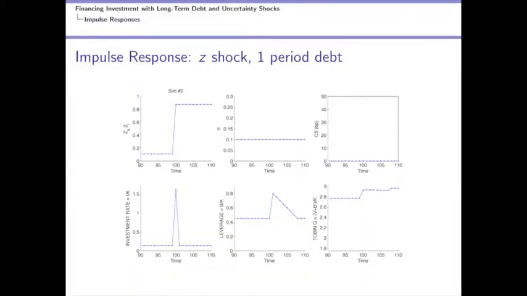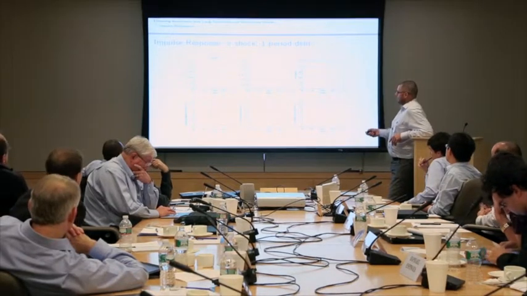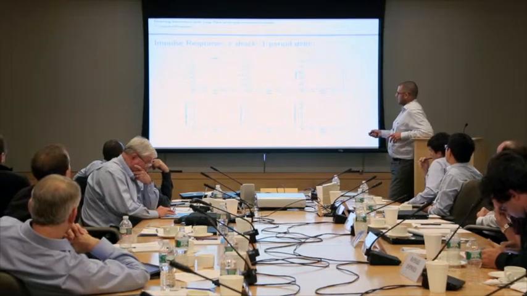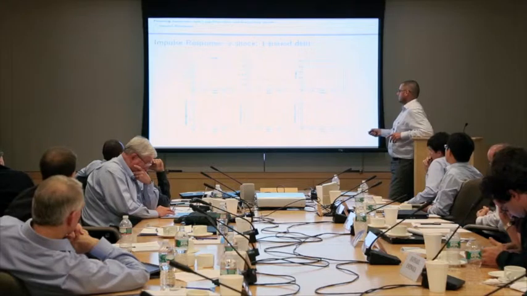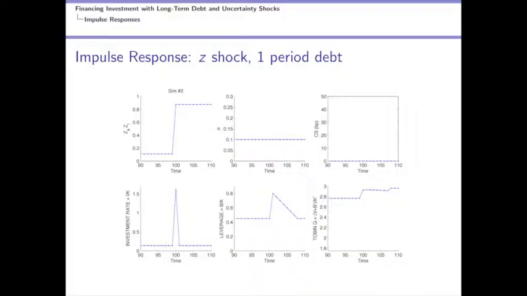So we feed in a big increase in productivity and trace it out. In a 1-period debt world, we see no credit spread whatsoever. When productivity goes up big time, we see a big investment spike, and you see it's financed through issuing debt, and then it goes back to the steady state, and it increases your Tobin's Q. So that's the positive correlation between Q and investment, and nothing happening on the credit spread front.